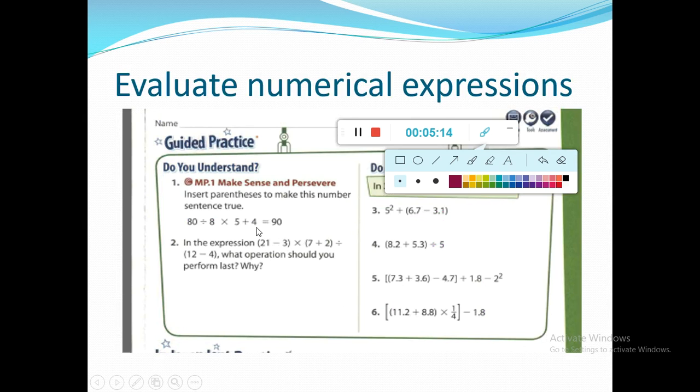Now let's go to the second kind of questions. Number 2: in the expression 21 minus 3 multiply 7 plus 2 divide 12 minus 4, what operation should you perform last and why? Before I answer this question, I hope you can pause the video, stop the video, and think for 30 seconds, then answer the question.